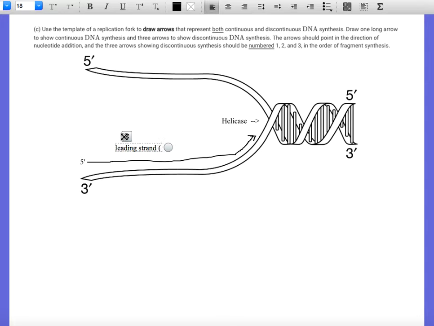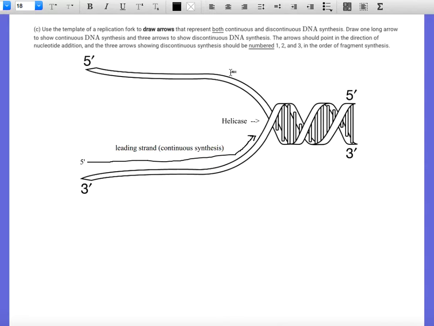And then, continuous synthesis, right? Because the DNA polymerase, there has to be a primer here, obviously, but it can attach to the 3' end of the primer, and then just 5' to 3', 5' to 3', 5' to 3', and just zip along after the helicase.